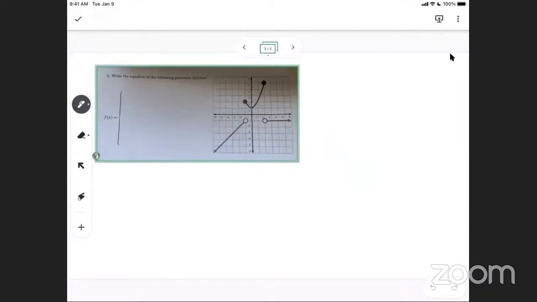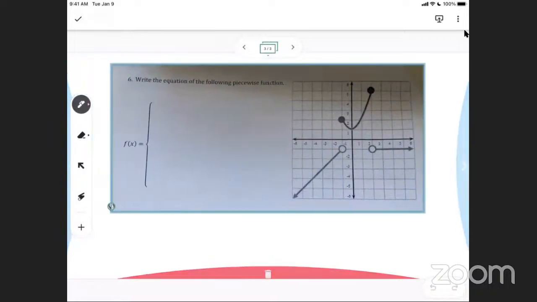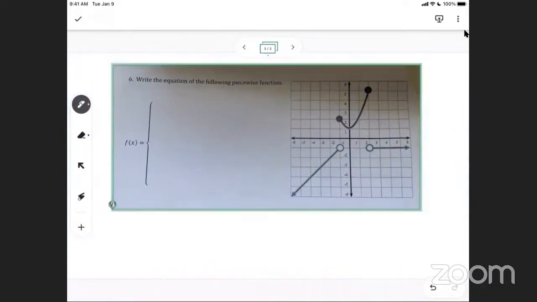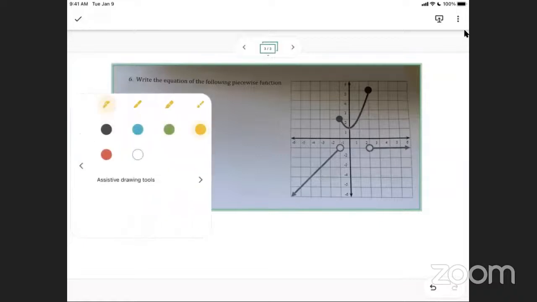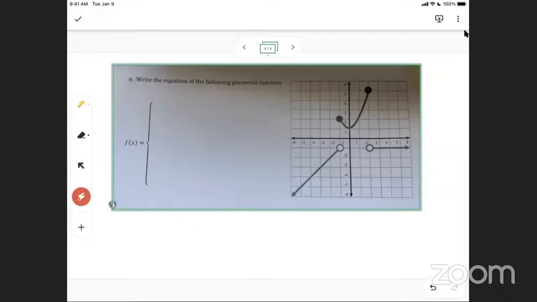All right, so this is a piecewise function. They want us to write the equation of the piecewise function. So I'm going to make this bigger so we can see it better. To do this, what I like to do is start with the domain pieces. I'm scanning, right? I'm thinking domain.